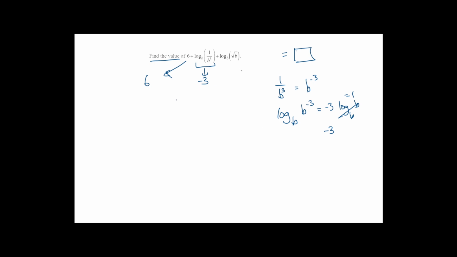Okay, same logic holds for this bit here. The square root of b is the same as b to the power of half. So when we take log b of b to the half, the half comes out the front. Log b of b is equal to 1 as well. So that's going to be equal to a half. So it's going to be 6 minus 3 plus a half, so it's going to be 2.5.